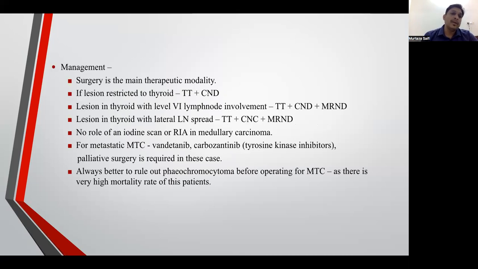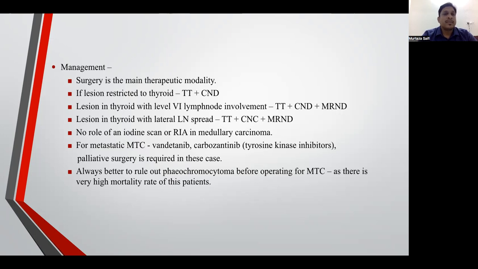Now the management: surgery is the main therapeutic modality. If lesion restricted to thyroid, then total thyroidectomy with central lymph node dissection. Lesion in thyroid with level 6 lymph node involvement, then total thyroidectomy with central lymph node dissection with metastatic regional lymph node dissection. Then lesion in thyroid with lateral lymph node spread, then total thyroidectomy with central lymph node dissection with lateral lymph node dissection. There is no role of an iodine scan or ablation in the medullary carcinoma.